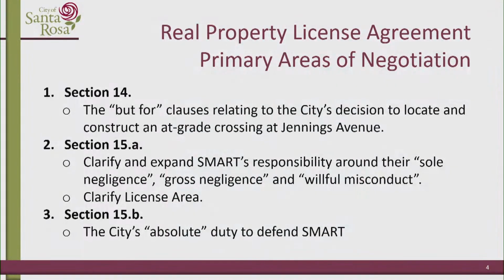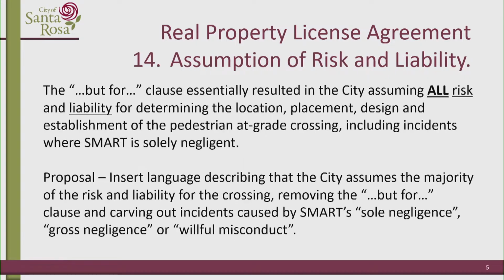And then lastly, under section 15B was this absolute duty to defend SMART in the event something did occur. And while we always assumed that the city would take on the lion's share of responsibility for incidents because this is at our request over their objection, the absolute duty to defend created an unsustainable long-term mark that we felt was too far for us to push on this particular agreement.